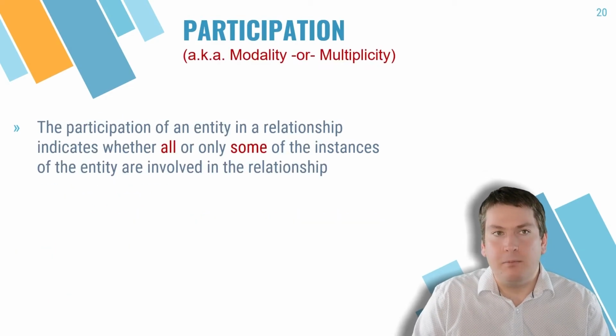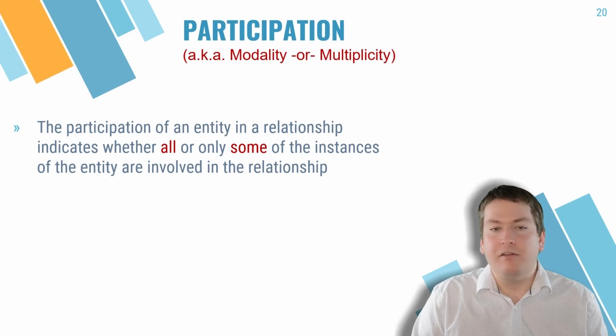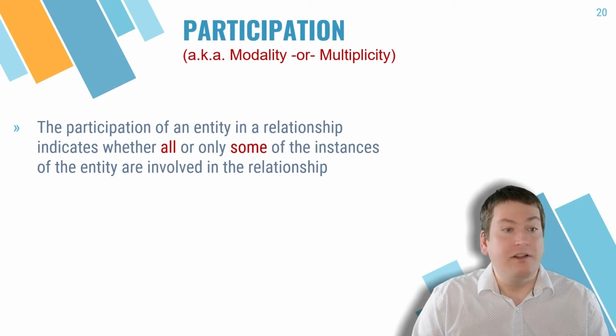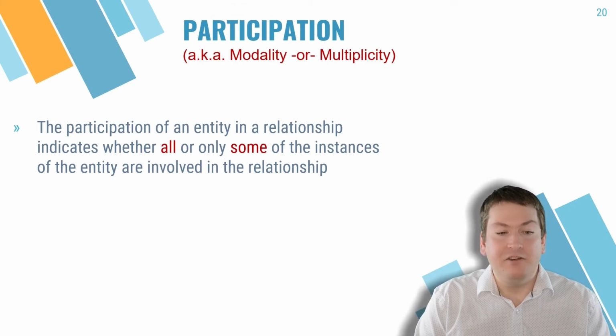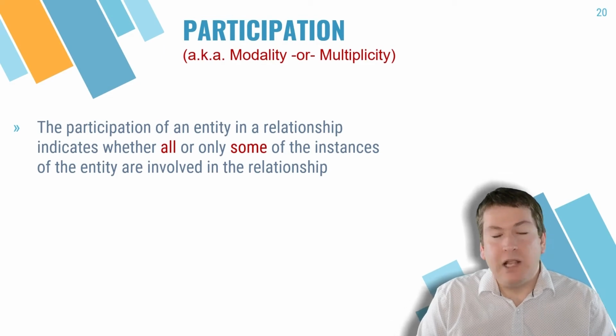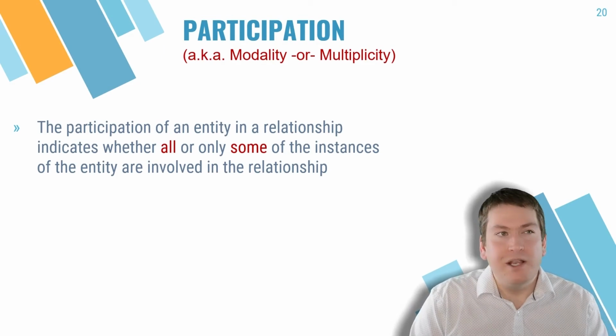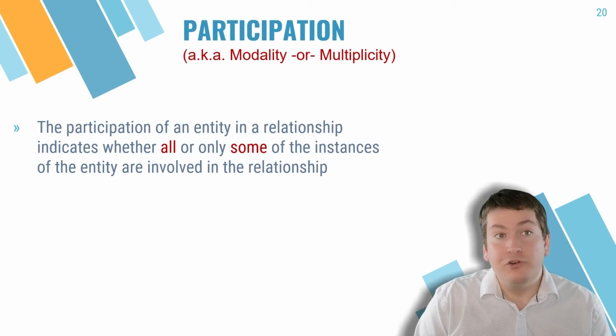The second thing we talked about is participation. It's also called modularity or multiplicity. So participation of an entity in a relationship indicates whether all or some of the instances of the entity are allowed in the relationship. So this tells you if their participation in that relationship is optional or mandatory.